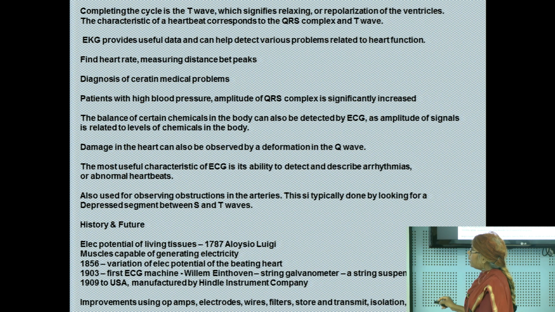Damage in the heart can be easily observed by the deformation in the Q wave. The most useful characteristic of ECG is the ability to detect and describe arrhythmia, or abnormal heartbeats, and it is also used for observing obstructions in the arteries. This is typically done by looking for a depressed segment between the S and T waves. This is what happens.